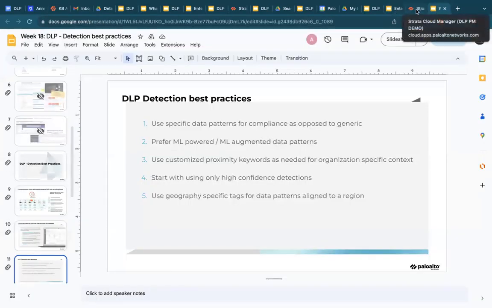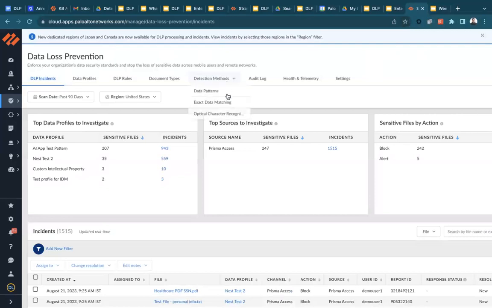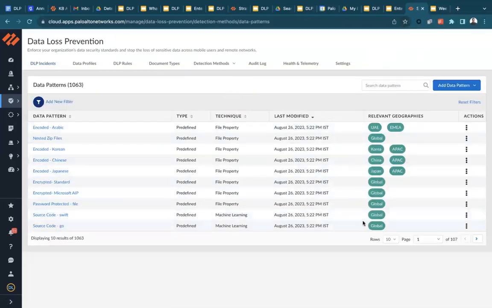This is the next one, using geography specific tags for data patterns that are tied to a region. So this is brand new, fresh off the shelf. We released this feature about a week back, actually. So we now have geography tags that you can use for each of these patterns. What we recognize is there are some patterns that are global, like things like source code or secrets. Those will all be global.